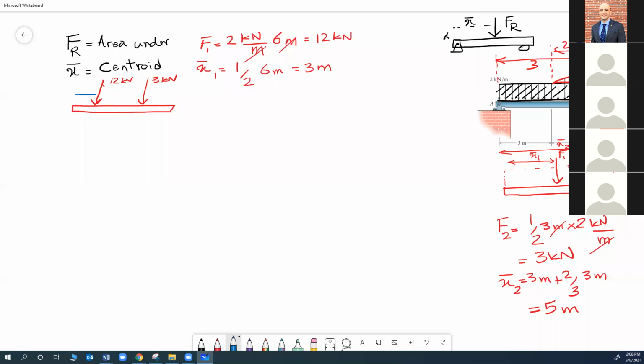This one is 3 meters. And this one right here is 5 meters. This is what I have. Doesn't matter if you put the pin and support and stuff like that. Kind of doesn't matter at this point.